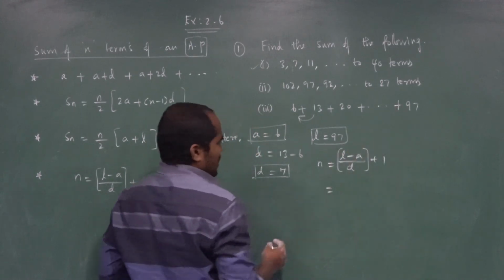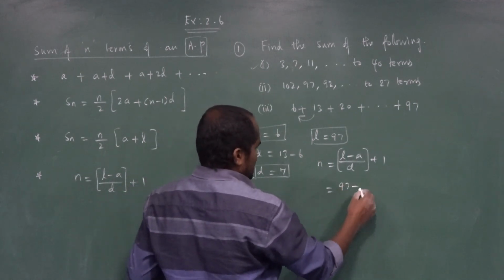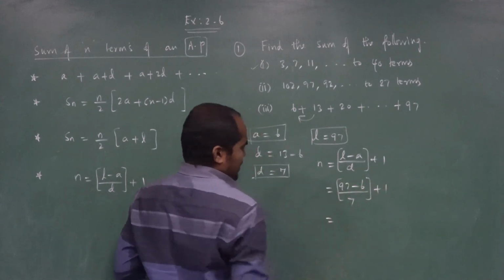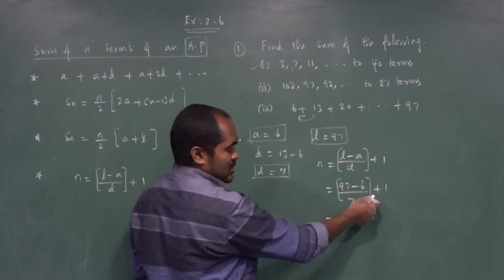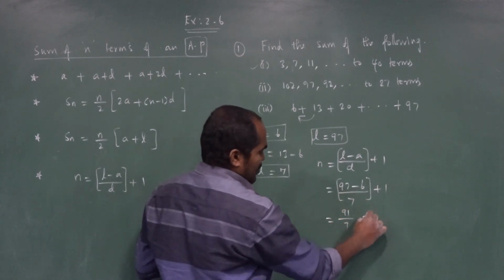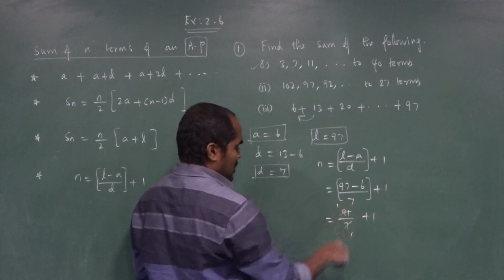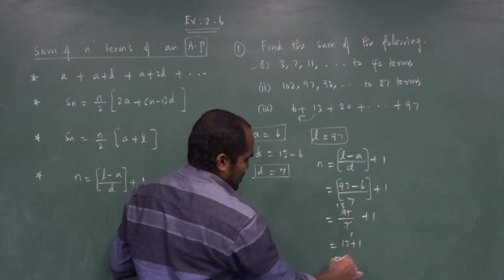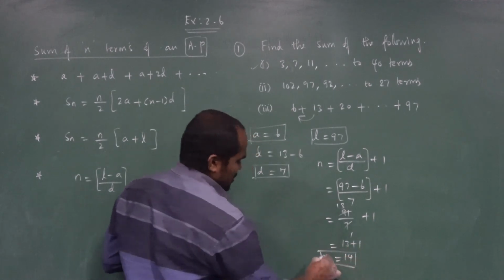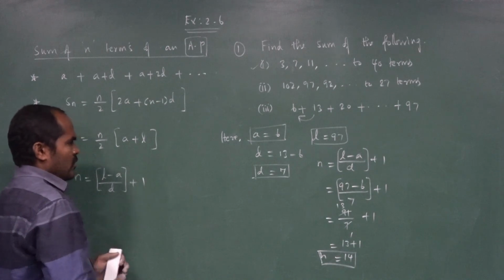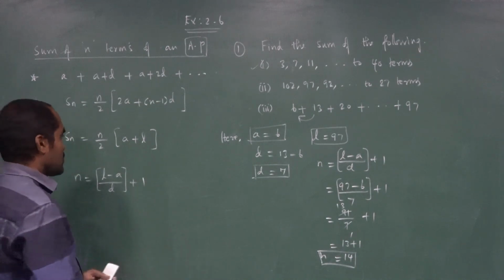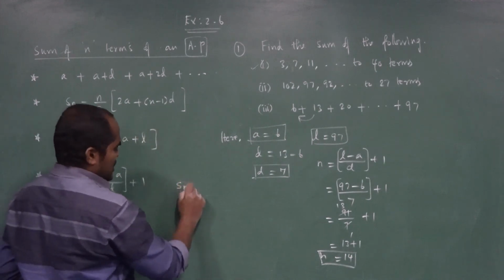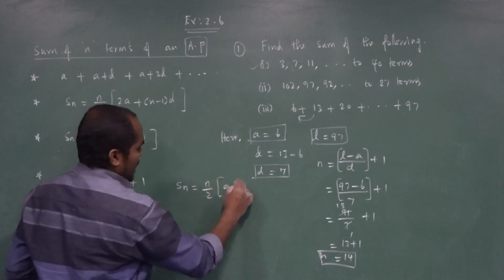Last term is 97. So 97 minus 6 by 7 plus 1. 97 minus 6 is 91 by 7 plus 1. 1 7 is 7, remaining 2, 3 7s are 21, so 13 plus 1 is 14. So number of terms is 14. Now we have first term, last term and number of terms, so we use the second formula: Sn is equal to n by 2 of A plus L.